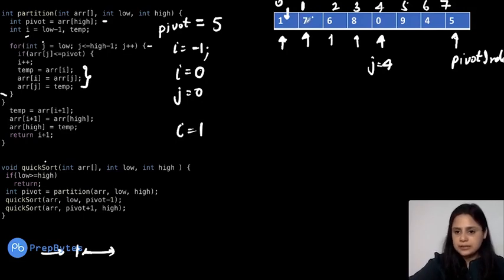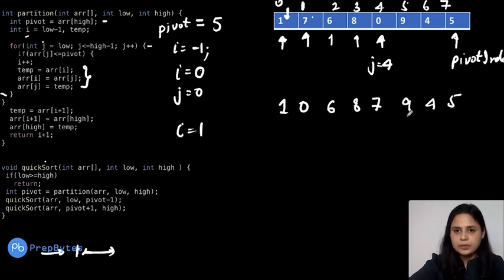I know this element is greater than pivot, I know that for sure, else my i would have been in that particular manner. So now I swap these two values. After this operation gets executed, my i is 1. So our array looks something like this: 6, 8, 7, 9, 4, 5. So this is how it happens. Now let's go ahead.